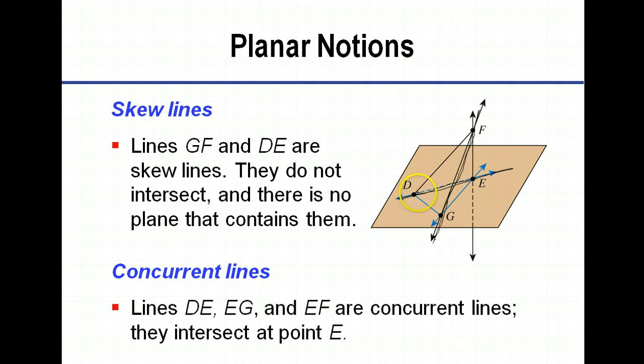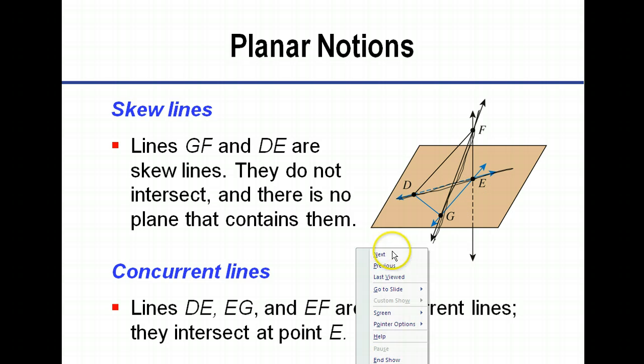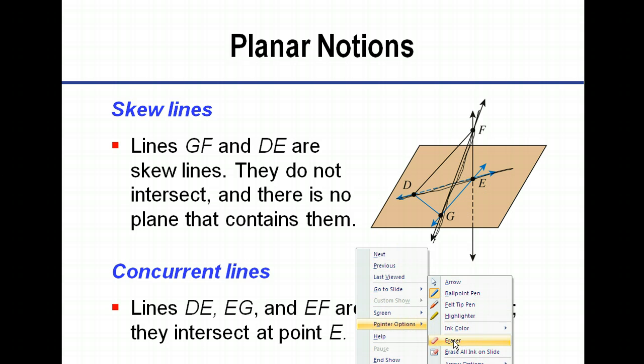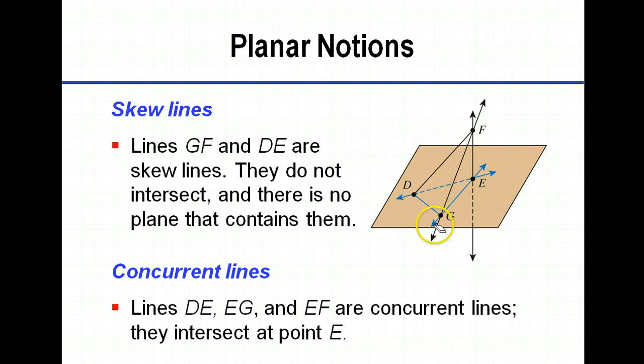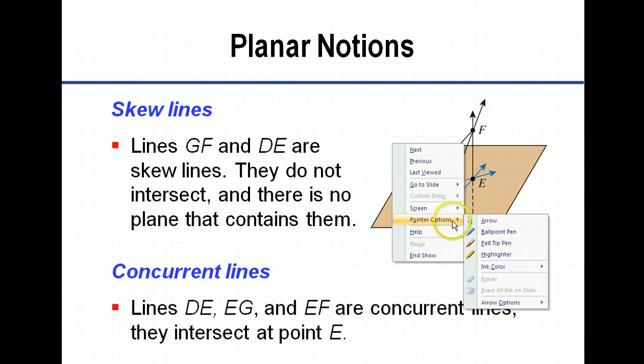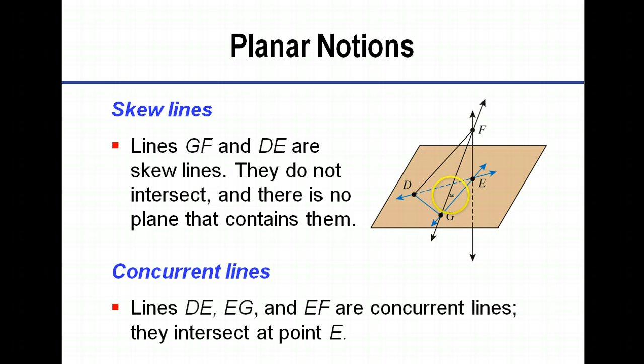Concurrent lines: lines DE, EG, and EF. Let me erase some of these little highlighted areas. Let's try the felt tip pen. Lines DE, that's nice, and EG, that's this one. Those are coplanar, yes, they live in the brown plane. And EF, that's this vertical line right here.